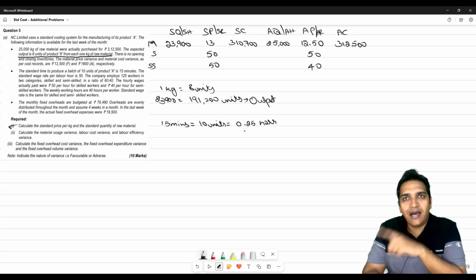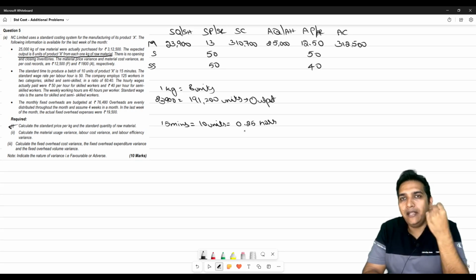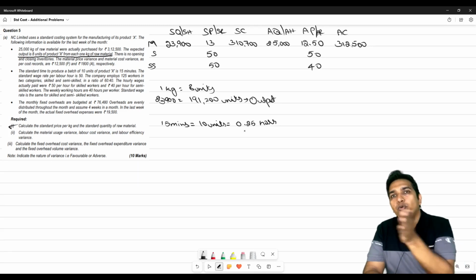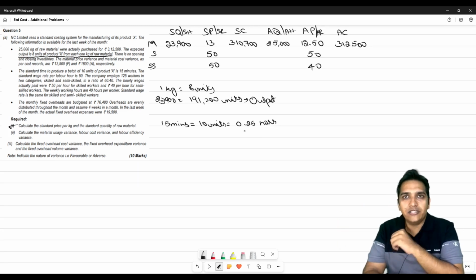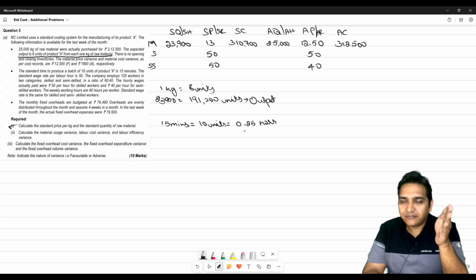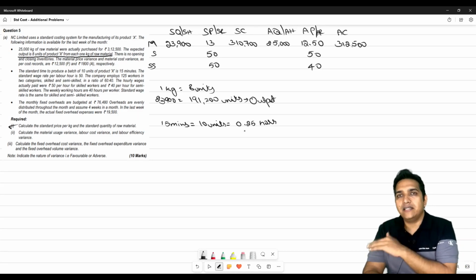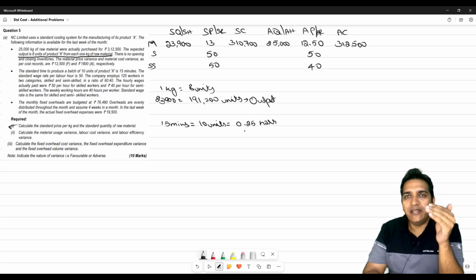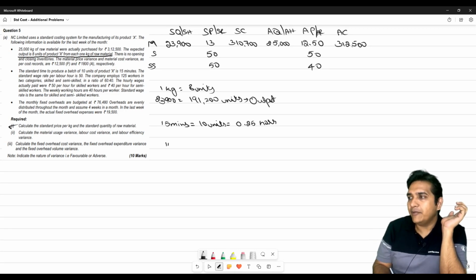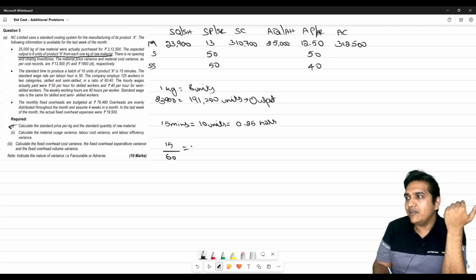Our base is hours here. We have to compute standard hours, not standard minutes. So we will convert the 15 minutes into hours and then we will do our calculation. So 15 minutes is equal to 0.25 hours. How do we do that? It is 15 divided by 60. 15 is the number of minutes divided by total number of minutes in an hour, which is 60. We get 0.25, right? As simple as that.